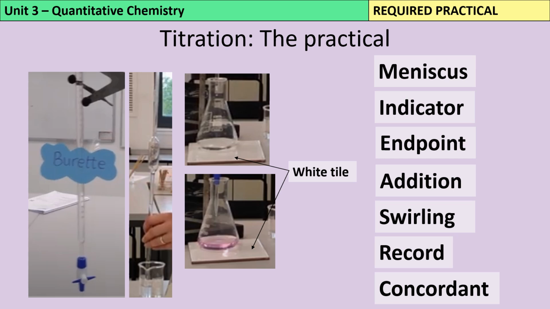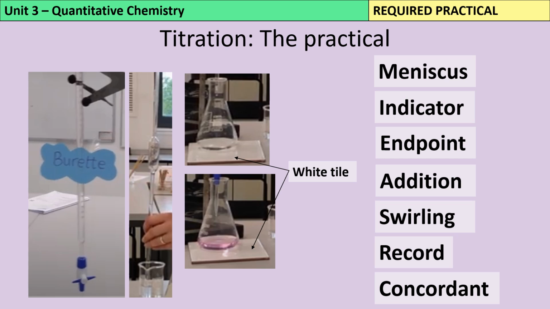When describing the method for the titration required practical, you need to be confident naming equipment such as the burette, which contains the solution that you do know the concentration of, the volumetric pipette, which is used to measure a set volume of your unknown concentration solution, and a conical flask, which is used so the solution doesn't splash when you're swirling in the way that it would if you used a beaker.